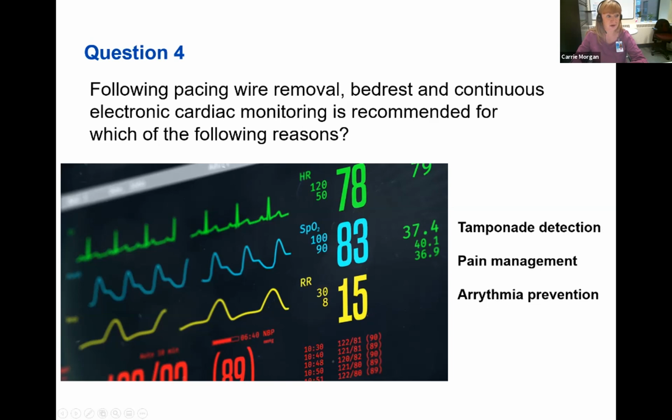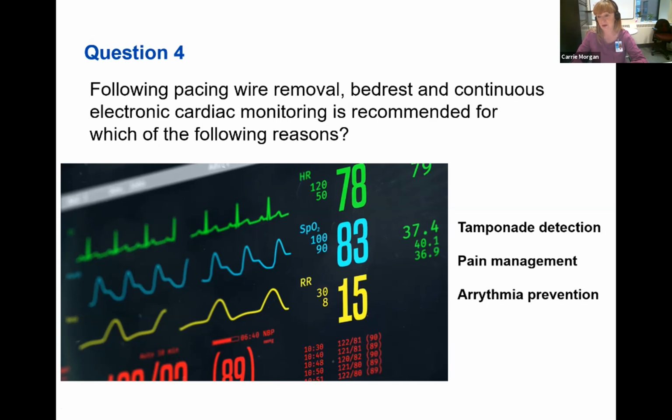Following pacing wire removal, bed rest and electronic monitoring is recommended for which of the following reasons mainly? Yes, so 67% said tamponade detection, and that is correct. Patients may have an arrhythmia, but we put them on to look for it, not really to prevent it. Pain management, it's not really significant. We don't really find that it's really painful after the wires come out.